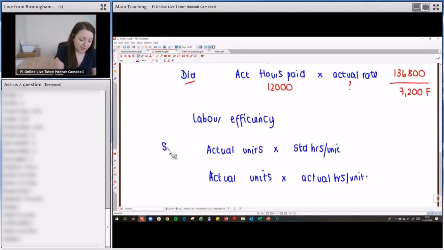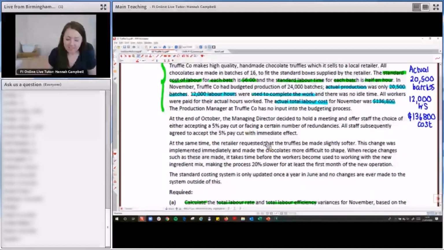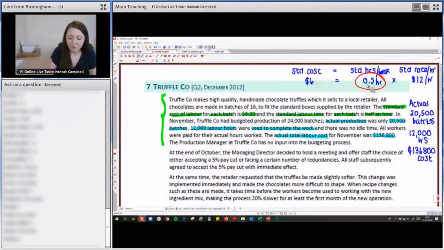Okay, so this is what we should have done because it's got the word standard in it. Remember, standard means should. And this is what we did do because all of the words are associated with actual. Actual means what we did achieve. So our actual batches are our 12,000 batches. We want standard hours per unit, which is this bit, okay, half an hour.